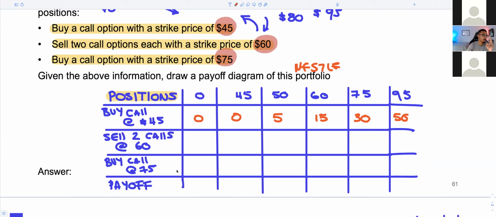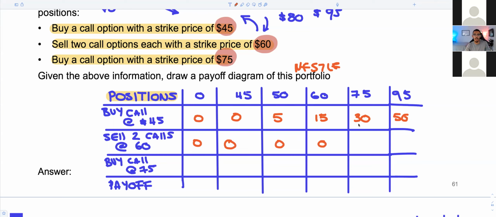Okay, at $60. Now my technique is to just look at 1 call as if we had it, then look at 2 calls, and then look at the opportunity cost. Look at if we sold it. So obviously, if we have 1 call at $60 and the price is $0 on the market, we're not going to use it. At $45, we're not going to use it. At $50, we're not going to use it.